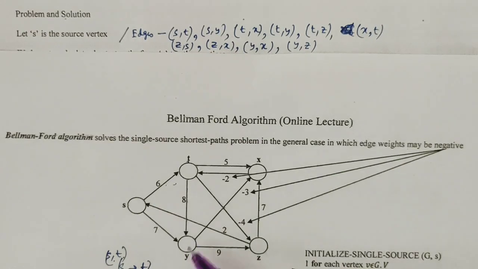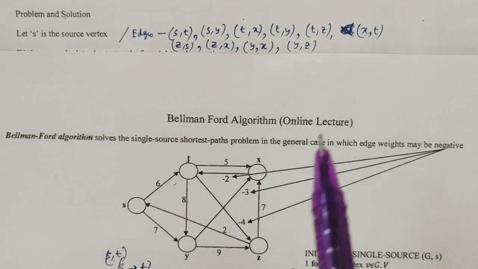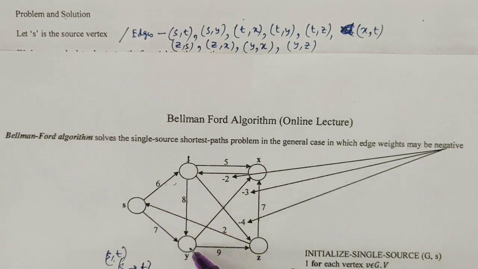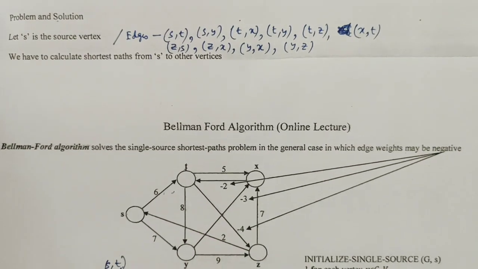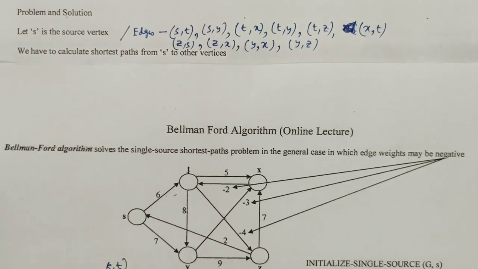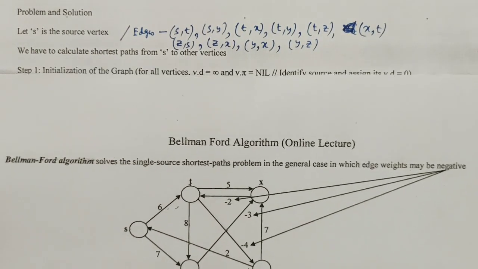Okay, we assume that S is the source vertex. Now we will apply Bellman Ford to find out the shortest paths from S to t, y, x and z, where S is the source vertex. Okay, so we have to calculate shortest path from S to other vertices.